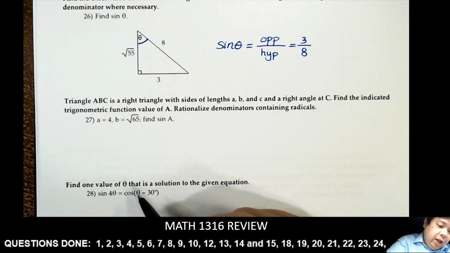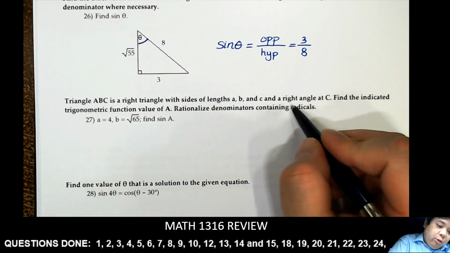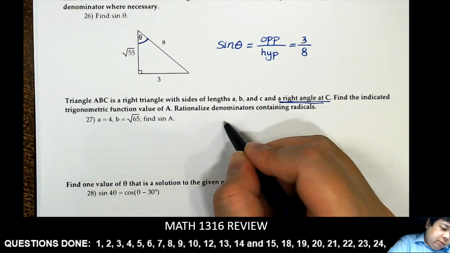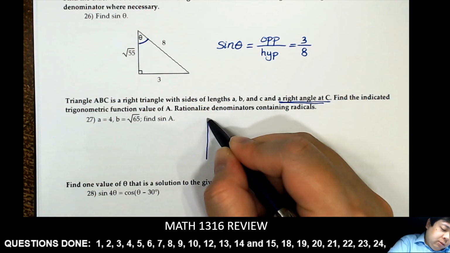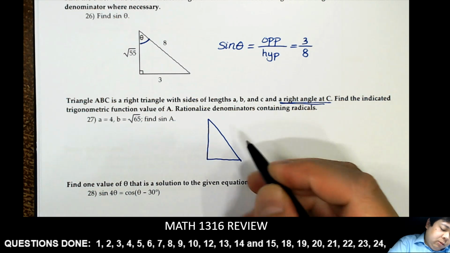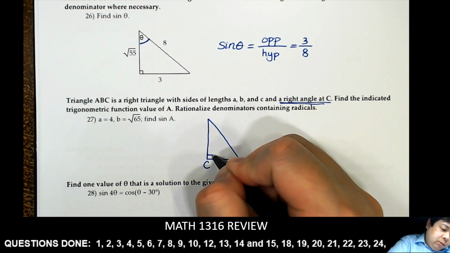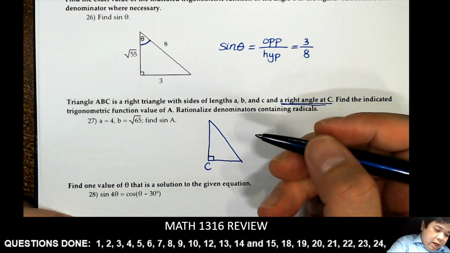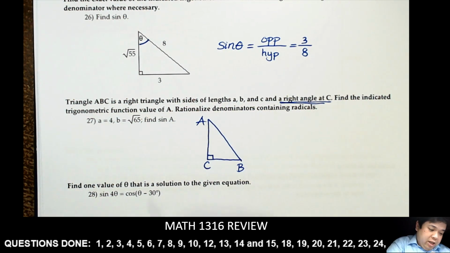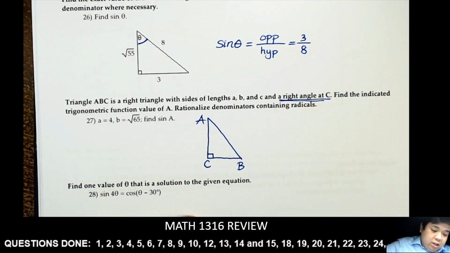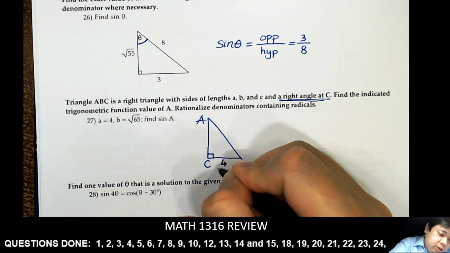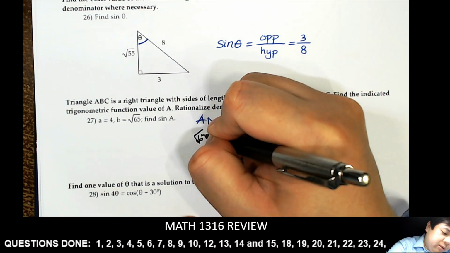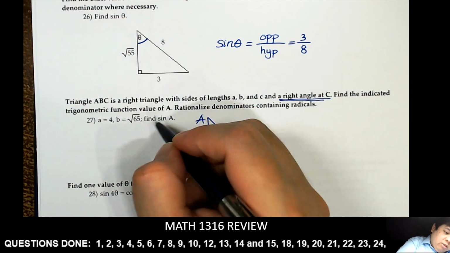Right. For triangle ABC, now we have to draw the triangle with a right angle at C. So let's choose A and B. Let's say A, there's B here. Opposite to angle A is side a, and side a is 4. Opposite to angle B is side b, which is square root of 65. And the question asks for sine A.